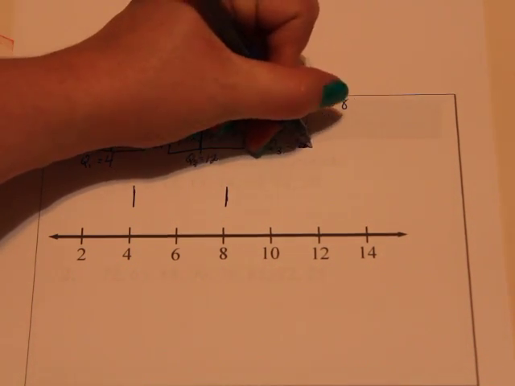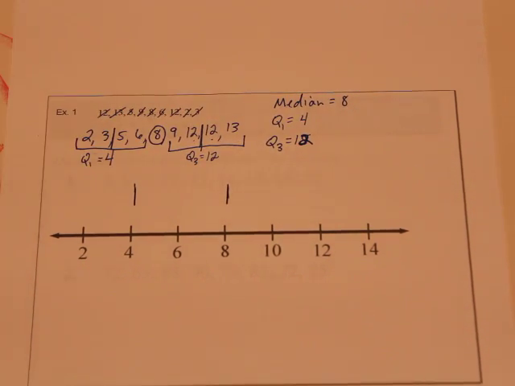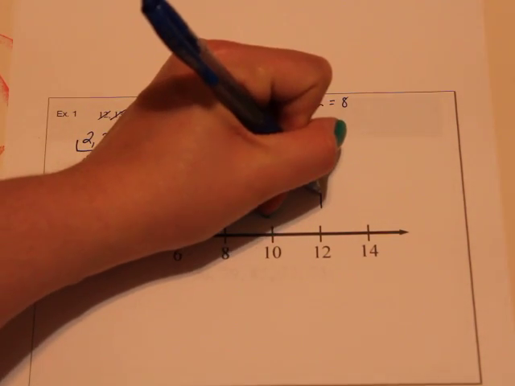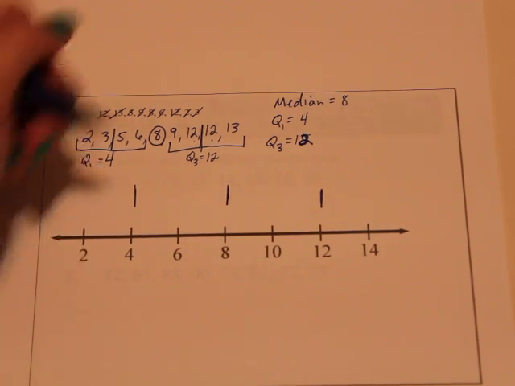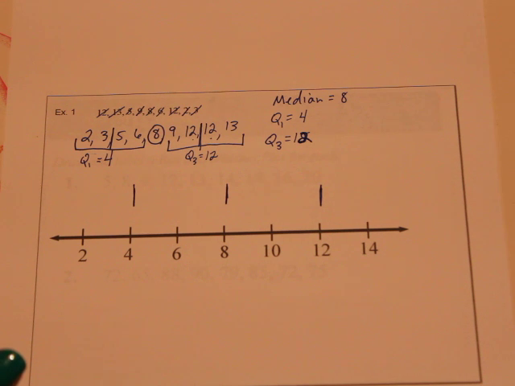Oops, not 15, 12. Okay, so now we're going to go and mark Q3 here. Again, trying to make it in line there. Doesn't have to be perfect. Okay, so now we have done steps 1 through 4.